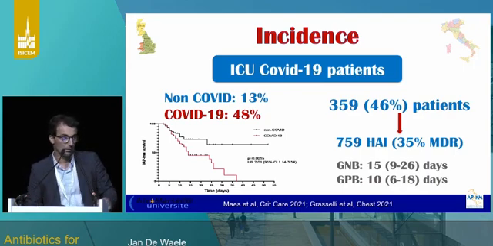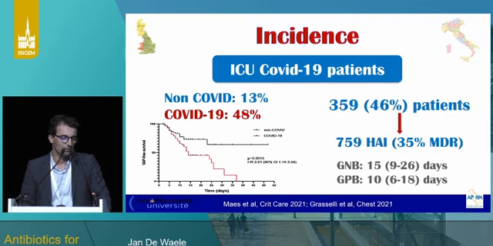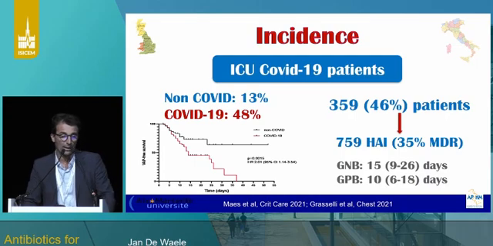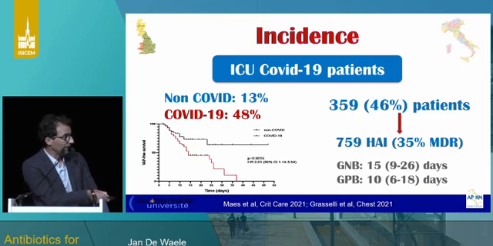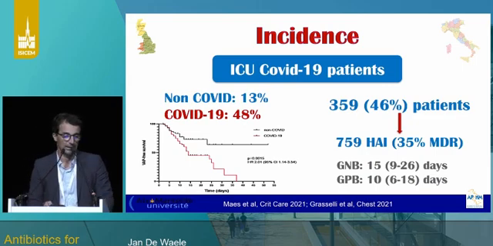On the left of the screen, you can see a study from Great Britain showing a rate of 48%, whereas the normal rate in non-COVID patients is 13%. And on the right of the screen, you can see a multi-center Italian study, and you see the same rate, 46% of patients developing an infection. And as you can see, that's pretty late during the ICU stay.